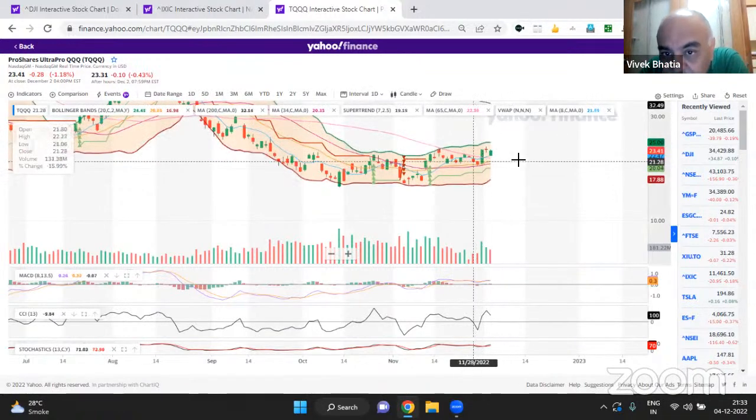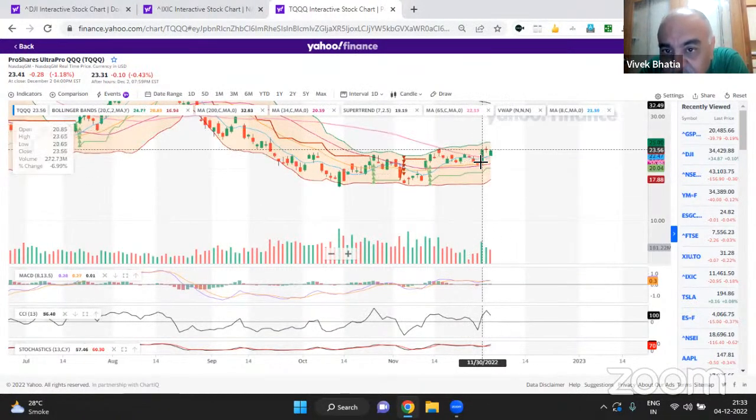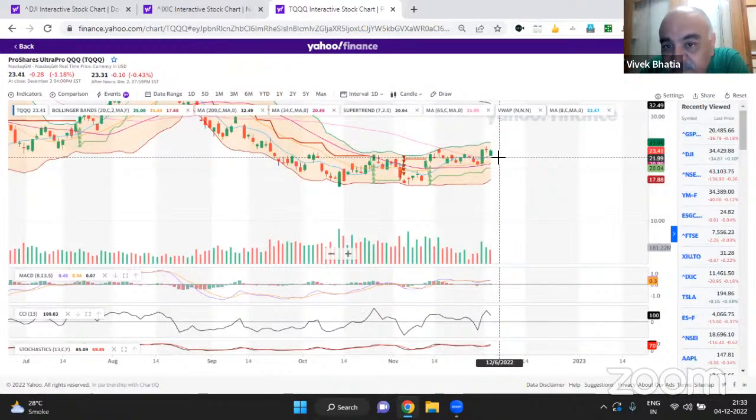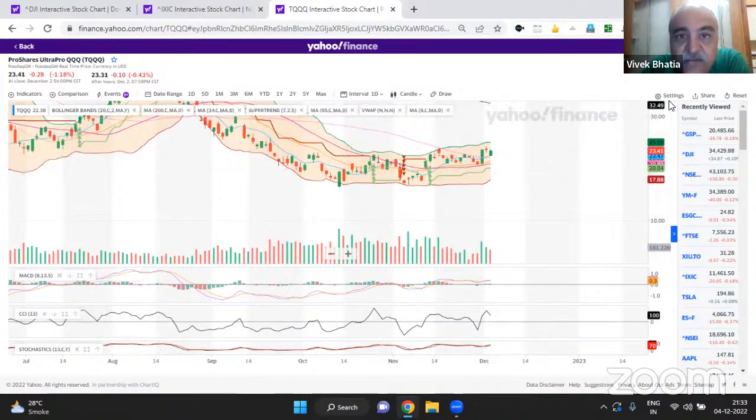And most important, 8 has just crossed over 65. 20 is also about to cross 65 and 34 will follow further. Clear? So TQQ done.